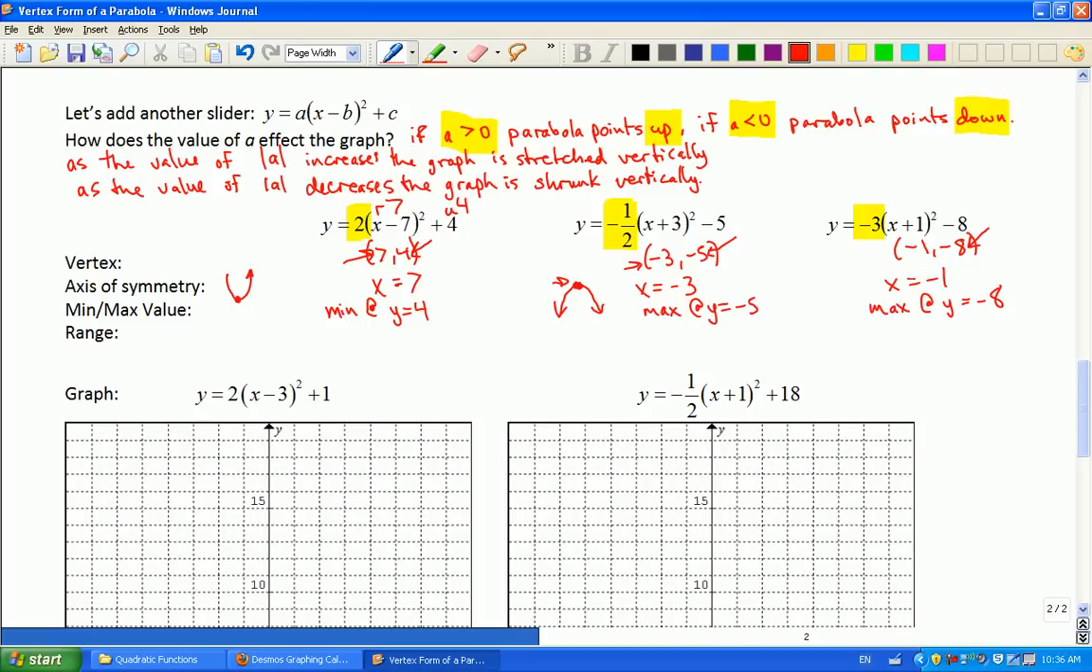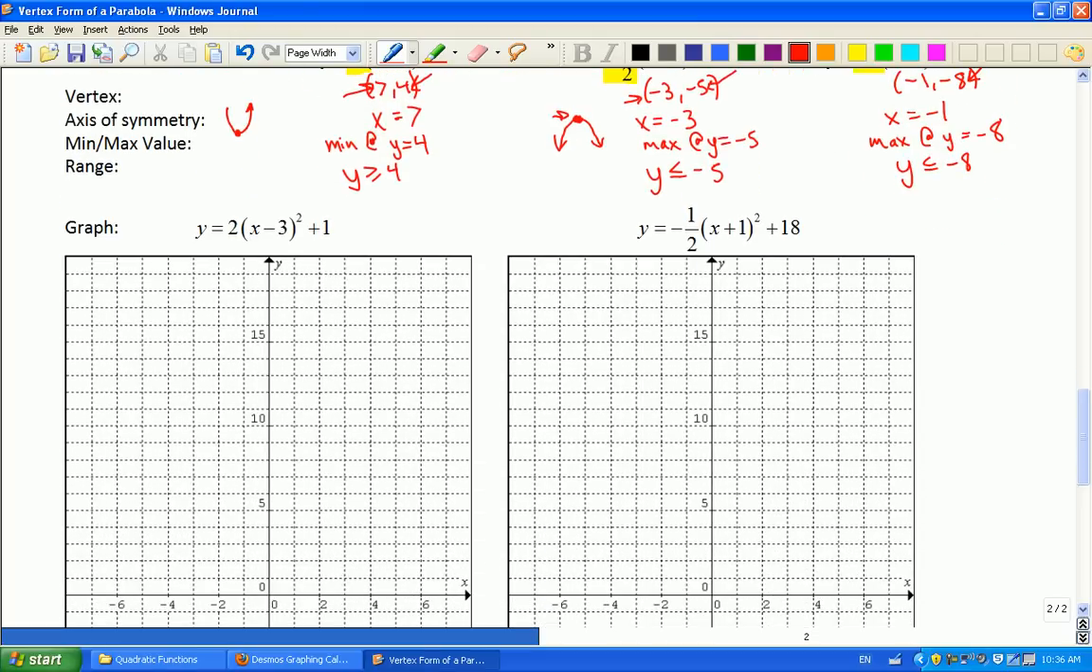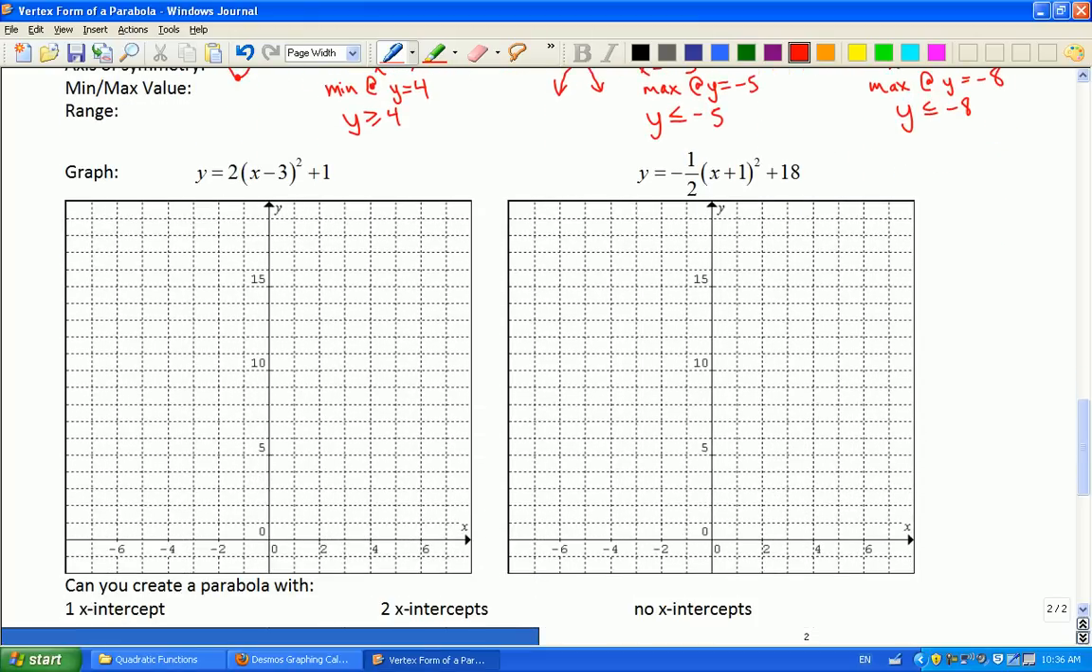So again, using this information of minimum and maximum value, I can then tell you what the range is. If it's a minimum, meaning it just gets larger, then it's got to be greater than or equal to 4. But if it's a maximum, that means it has to be smaller than or equal to -5. And if it's a maximum, it has to be less than or equal to -8 here. So let's try to use that information, and we'll graph these parabolas and see how it goes.